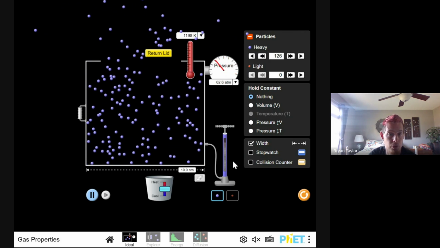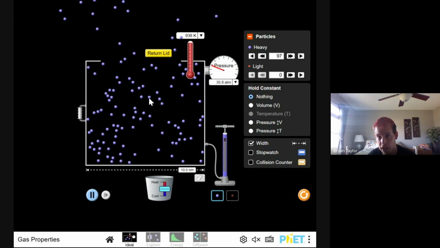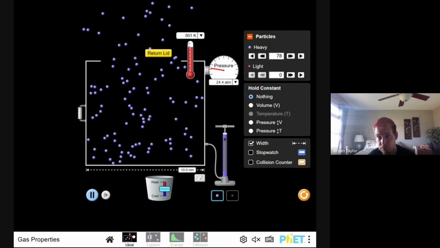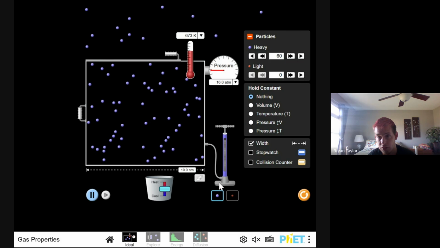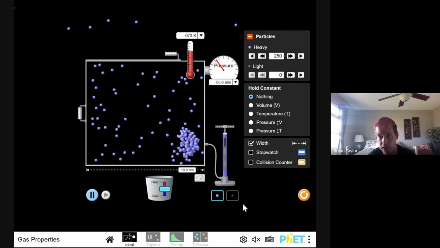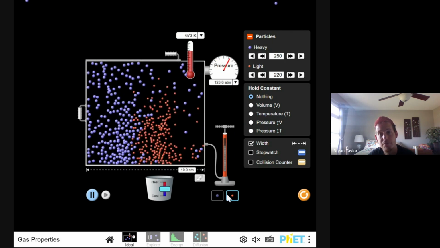This gas pump is moles. Moles is amount. So right now we're losing the amount of gas. Or I can gain an amount of gas. Again, it's just amount.